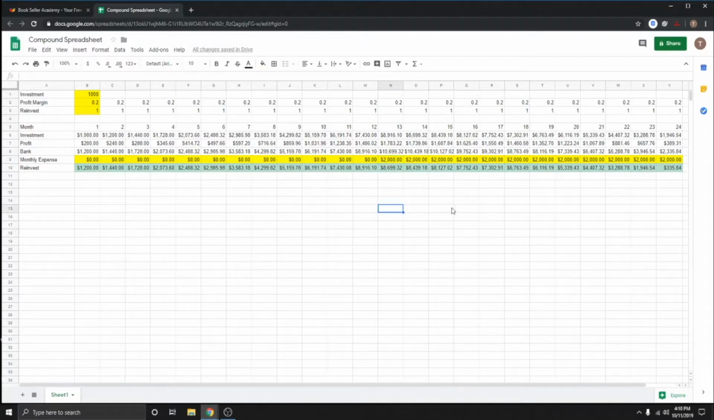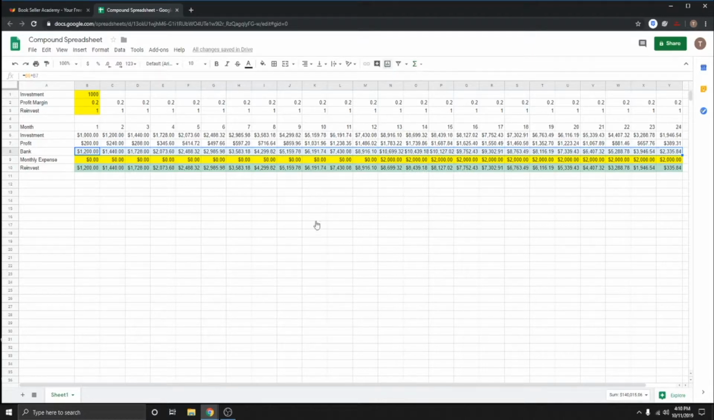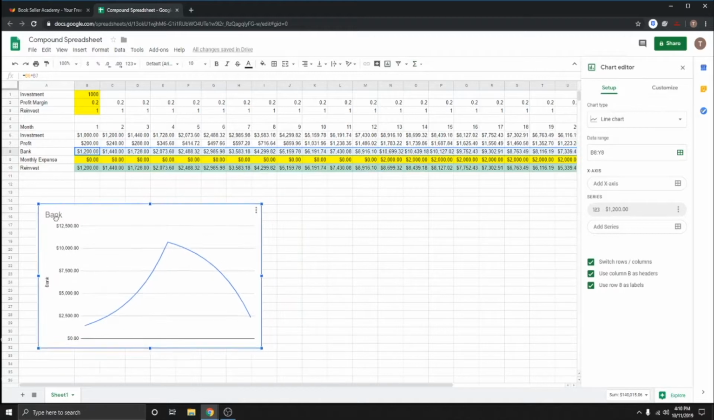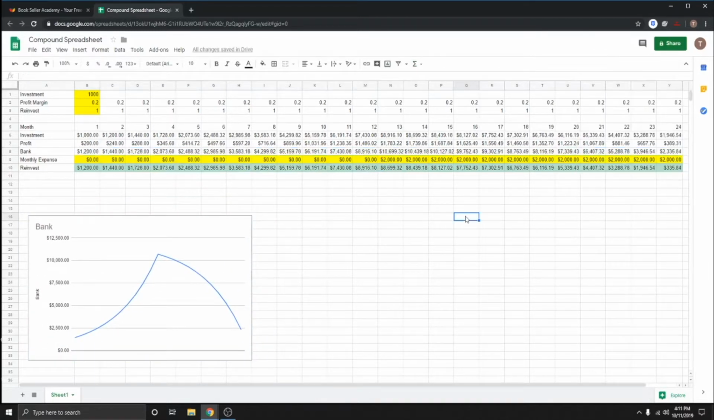Now this is kind of hard to see, right? So let's go ahead and put a graph to this bank. Are you really scaling by taking money out from your business and not reinvesting? So we're just going to add a graph here. Boom. Okay. So now we have this bank graph here.